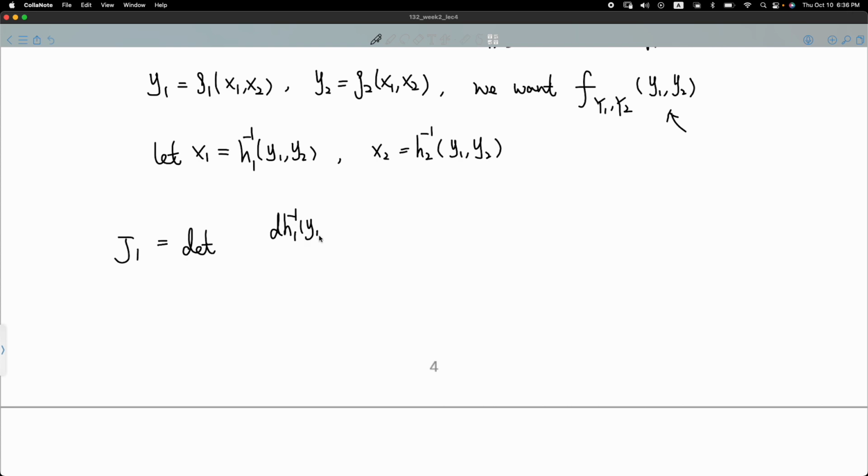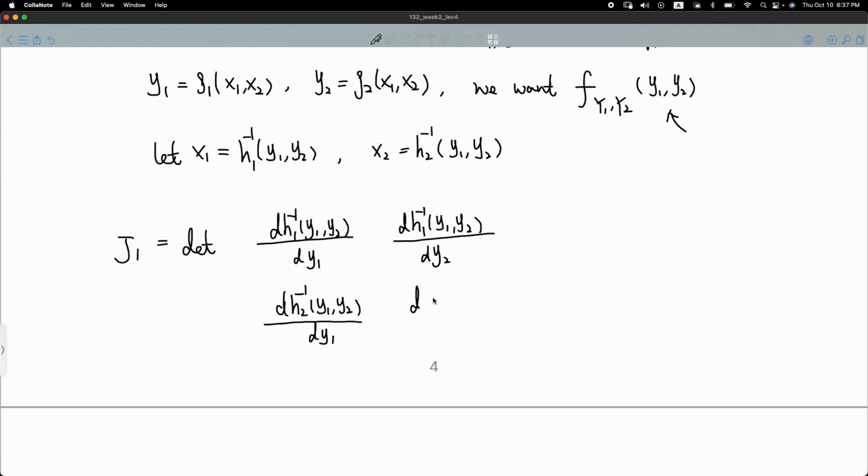Let me just write down everything first. dy1, derivative of the inverse function H1 for y1, y2, and then dy2. So that is the 1,1 entry and the 1,2 entry in the matrix. And then the 2,1 entry is the derivative of the H2 inverse function with y1 and y2, and then dy1. And the 2,2 entry is the function H2 inverse, you input y1 and y2, and then dy2. So this is a 2x2 matrix.